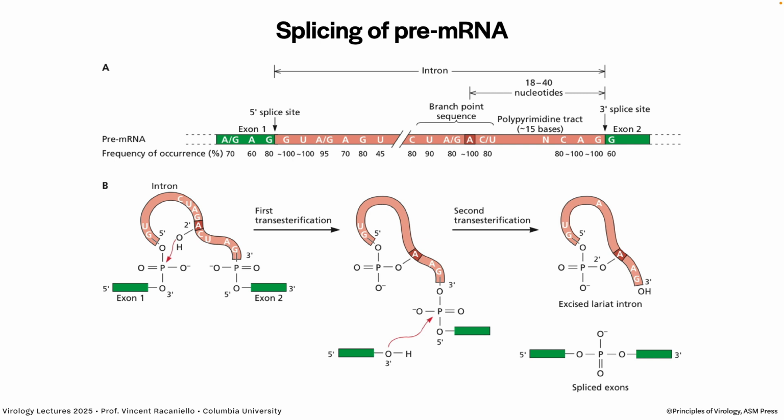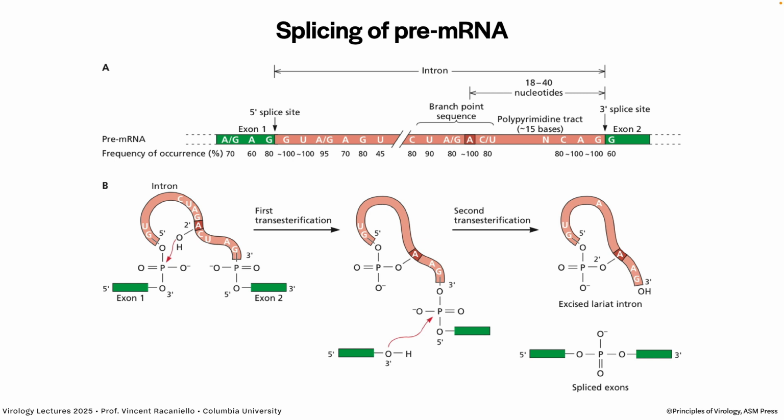Frequency of occurrence: 100% for this G, 100% for this A, and 100% for this G. If you look at all the pre-mRNAs in the world, those bases are conserved. And that's because they're involved in splicing, as shown at the bottom. So here we have the pre-mRNA unspliced.